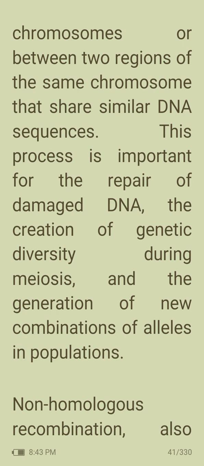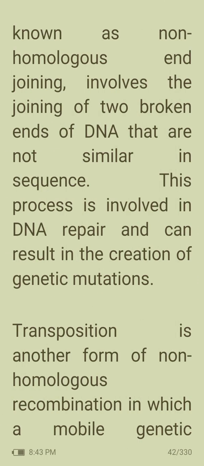This process is important for the repair of damaged DNA, the creation of genetic diversity during meiosis, and the generation of new recombinations of alleles in populations. Non-homologous recombination, also known as non-homologous end joining, involves the joining of two broken ends of DNA that are not similar in sequence. This process is involved in DNA repair and can result in the creation of genetic mutations.